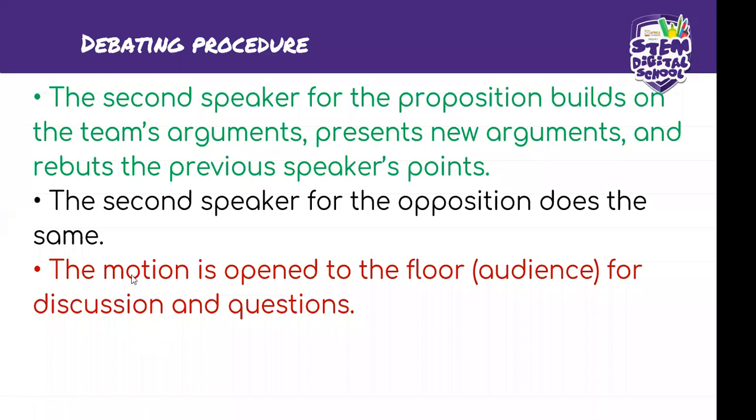Okay, and then, all right, after that, the second speaker for the opposition will come and they'll do the same thing, which means that the second speaker for the opposition will build on their own team's arguments, present new arguments, and then attack the previous speaker's points. Okay, yes. So after this, the motion will be open to the floor, that is to the audience, for discussion and questions. So what this means is that two speakers from both teams will have spoken by the time the motion is open to the floor.